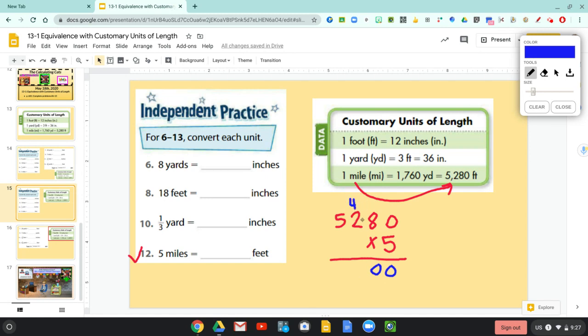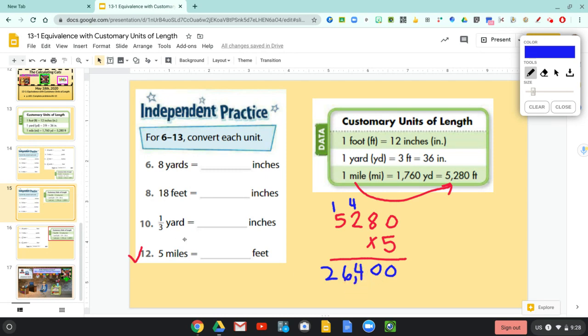5 times 2 is 10. Add my regroup. 10 plus 4 is 14. So I'm going to drop the 4 and regroup the 1. And 5 times 5 is 25. Add my regroup is 26. Wow, that's a big number. So where do I put my comma? I start at the ones place and I go 1, 2, 3, comma.